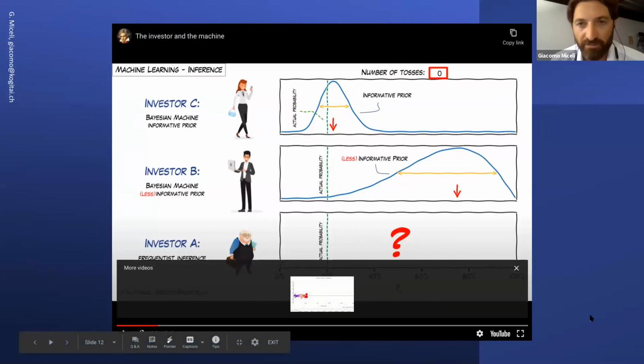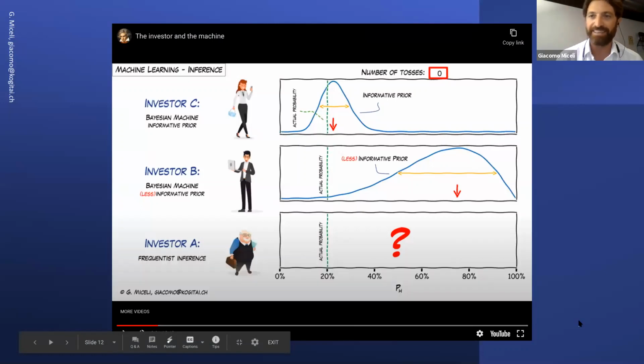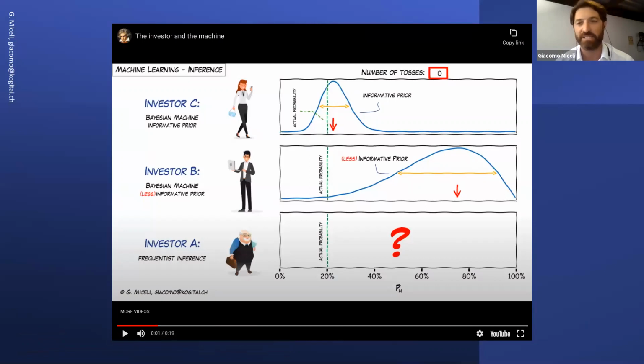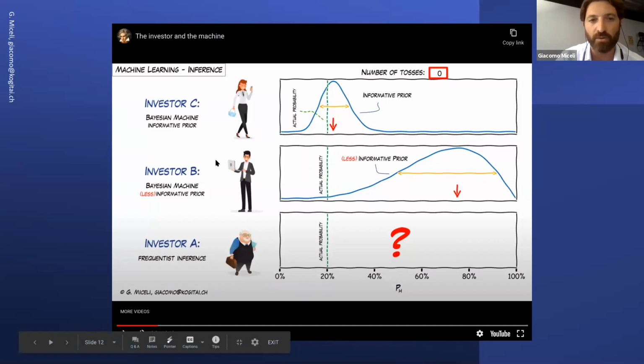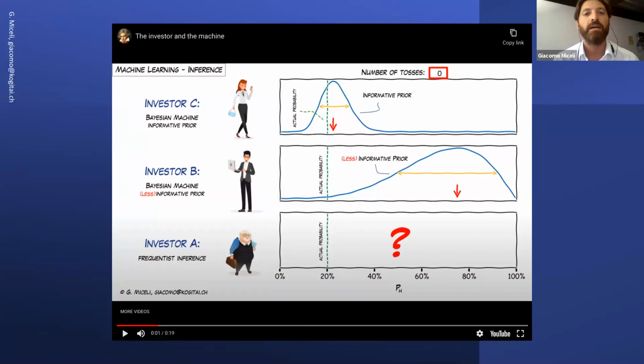So imagine I flip the coin. But imagine you are an old investor who doesn't believe in digital transformation, machine learning and Bayesian statistics. He says, I'm going to calculate with my old pocket calculator the probability of the coin. Then imagine another guy, investor B, who uses Bayesian statistics and also an informative prior. The informative prior comes from the fact that maybe his grandparents, when he was a kid, told him that getting heads is more probable than getting tails. And instead, investor C measures the mass distribution, and realizes that the probability of getting heads is actually very low.